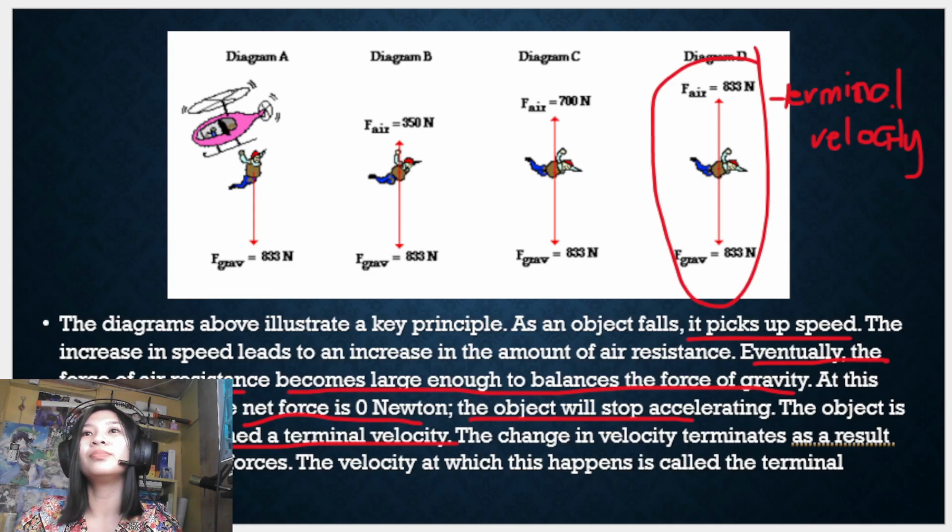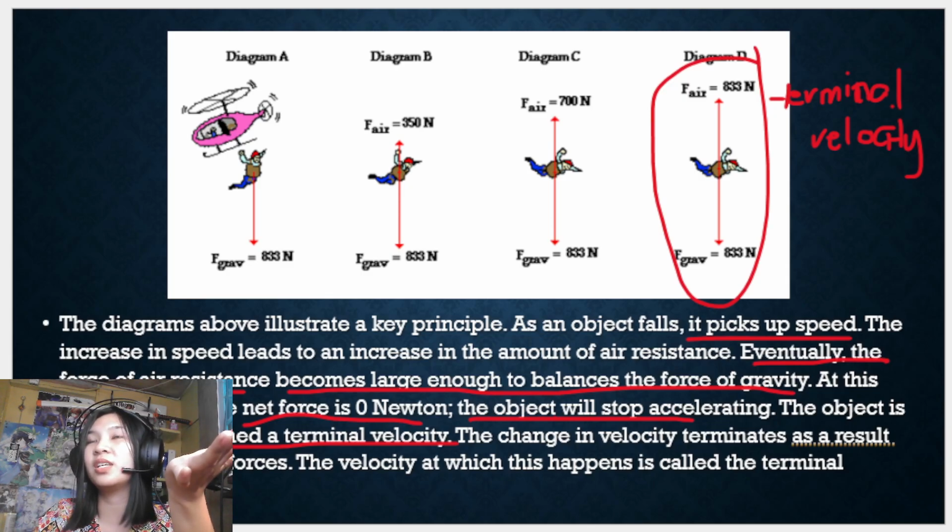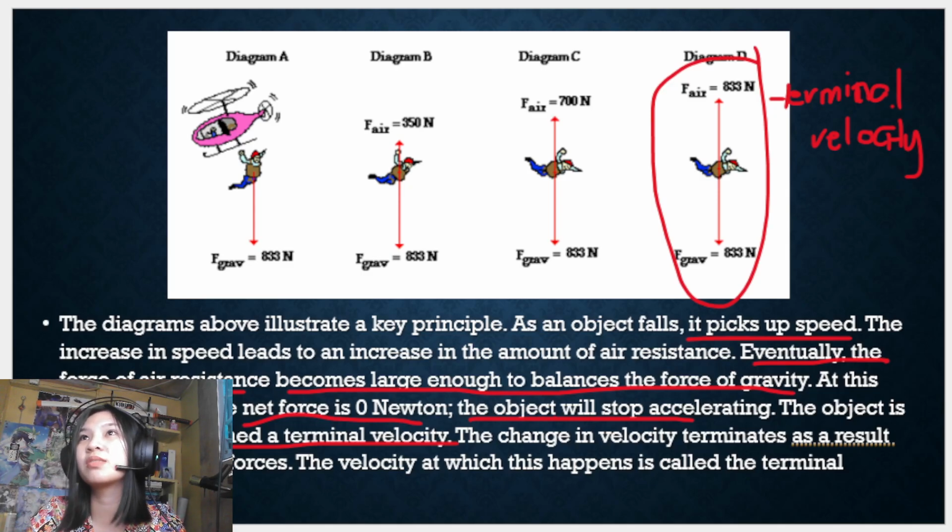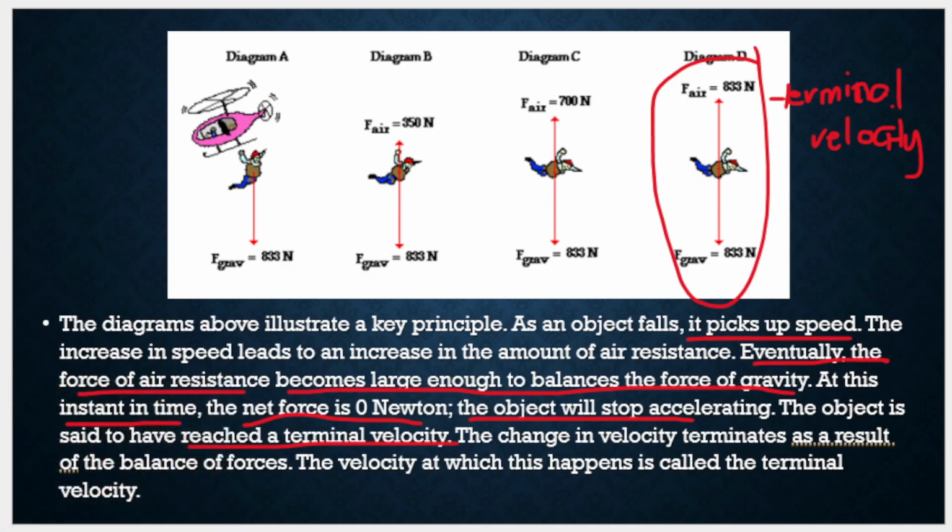Now, of course, if it has reached terminal velocity, what will happen? There will be no more changes in your velocity. And when that happens, your acceleration becomes 0. Our forces are balanced. Okay? So the velocity at which this happens is what we call the terminal velocity. I hope that is clear for you.